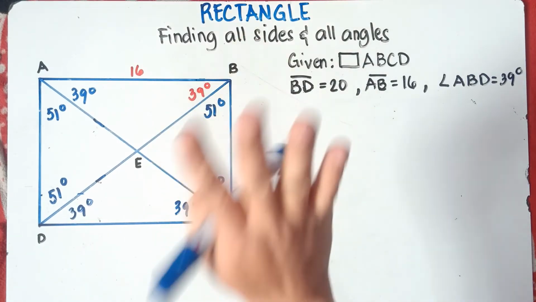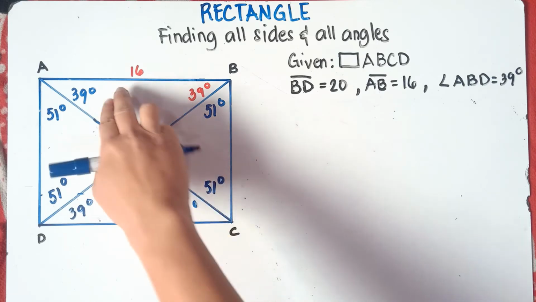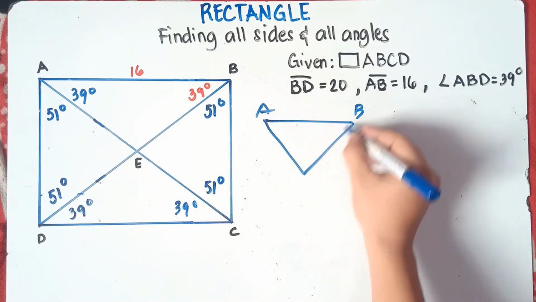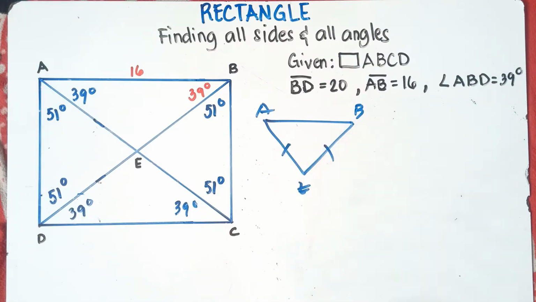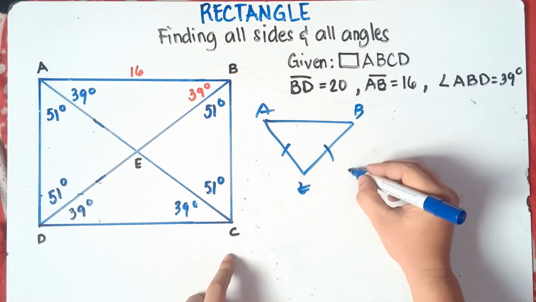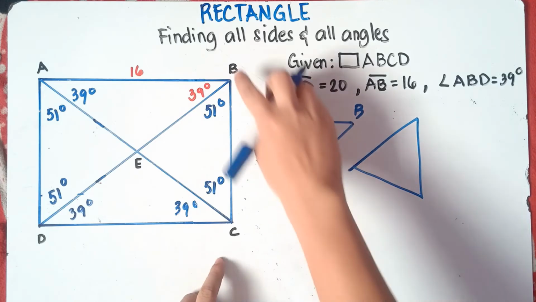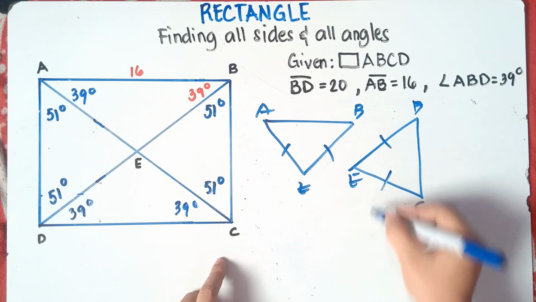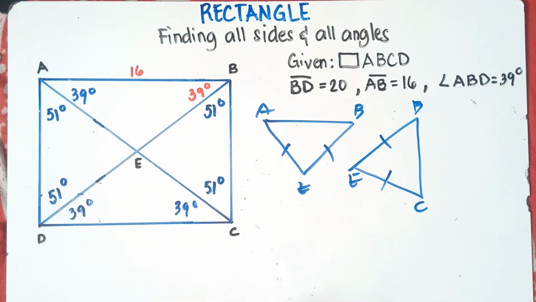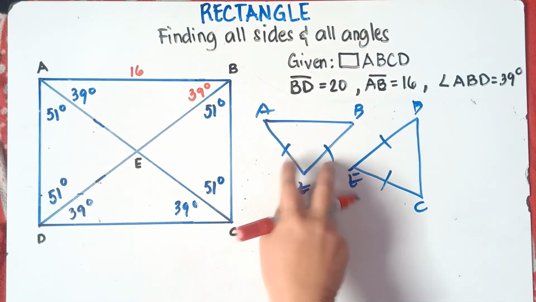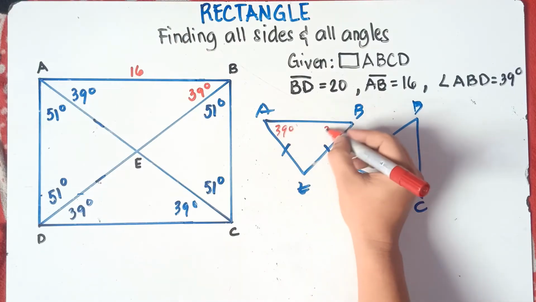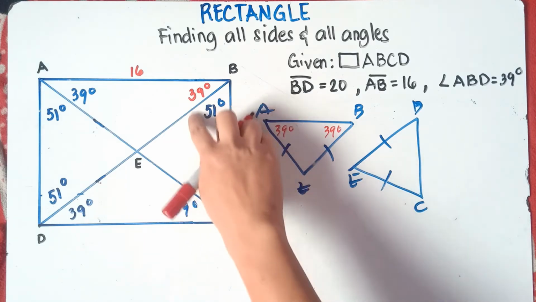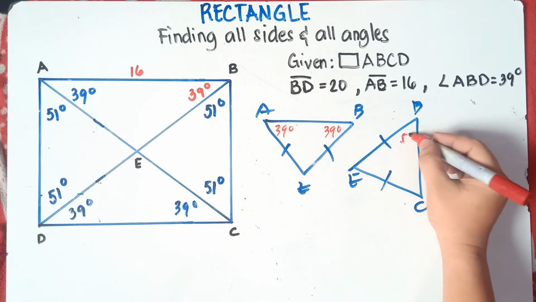Once again, class, we have four isosceles triangles for a rectangle. This one, ABE, is an isosceles triangle. We also have this other triangle, BCE. This side is congruent to this side. As you can see, class, they have two congruent sides and two congruent angles. Same with this one, BCE: two congruent sides, this side is congruent to this side, and two congruent angles.